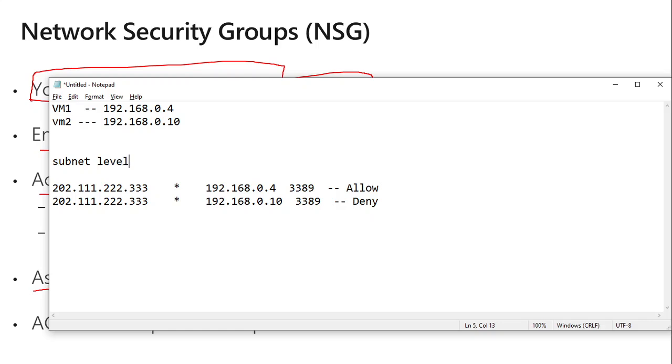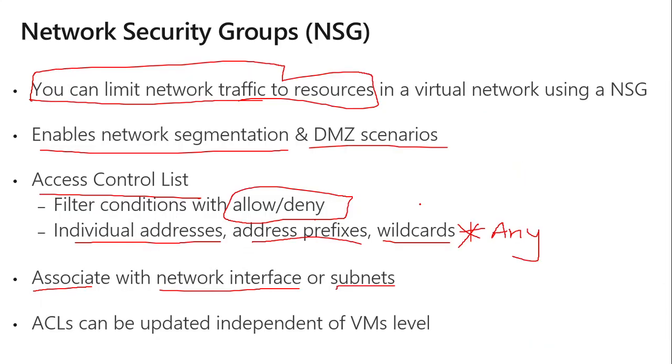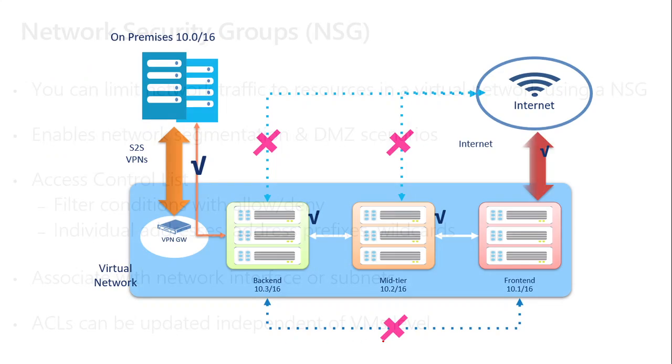All right. So each rule will be individual for a specific virtual machine. Even though I have allowed one, it is not matching the rule for the other, so it won't impact that machine. So ACLs can be updated independent of the machine level. This is what it exactly means.